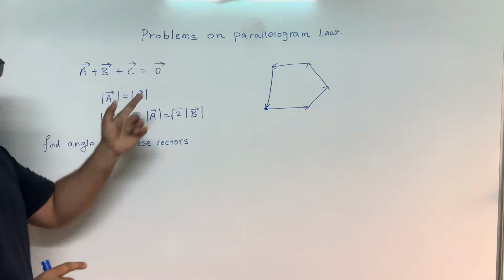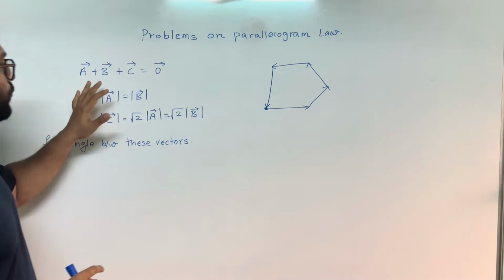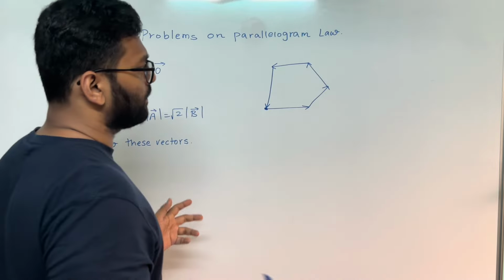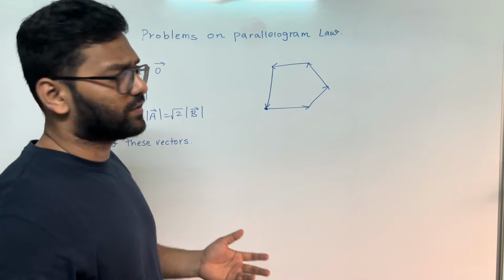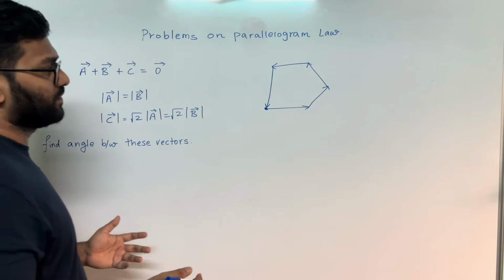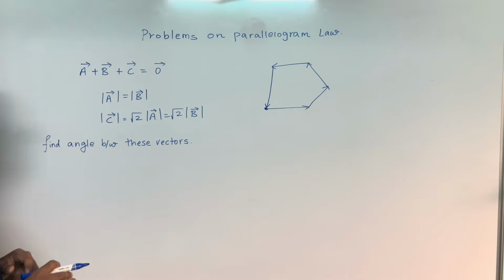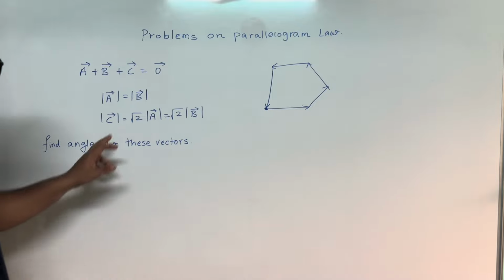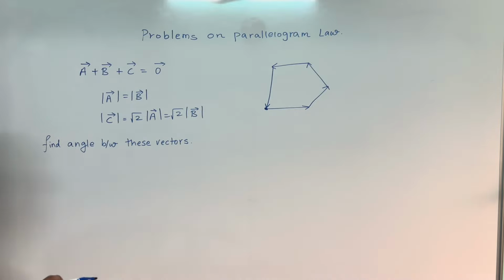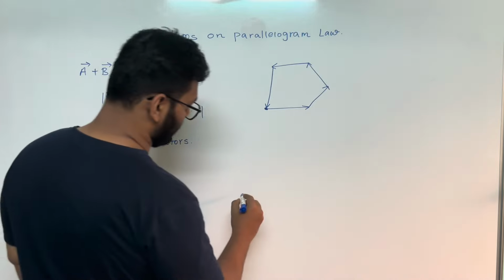In this case, there are only three vectors. That means I can say they are forming a triangle, some kind of triangle. I don't know whether it is an obtuse triangle, an equilateral triangle, or isosceles. I don't know anything about that. But I know that a bar and b bar are equal, right? And c bar is going to be root 2 times b bar. So something must be there like this.